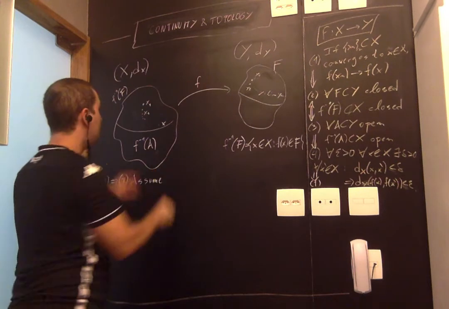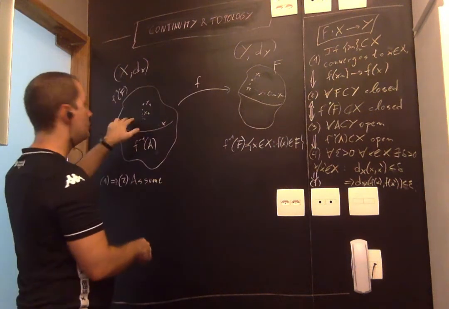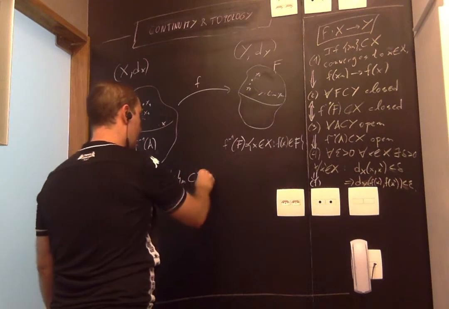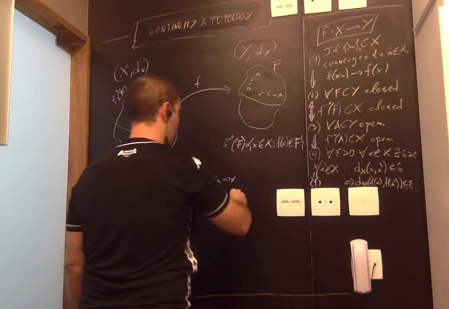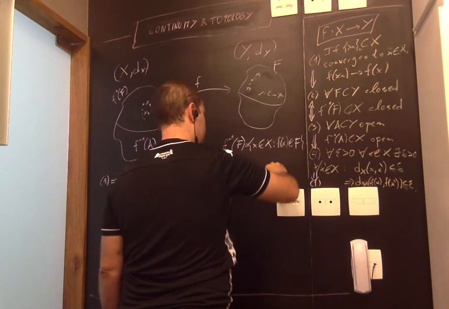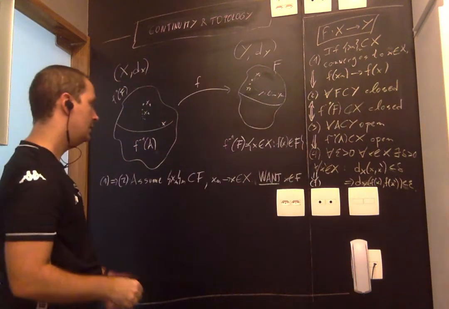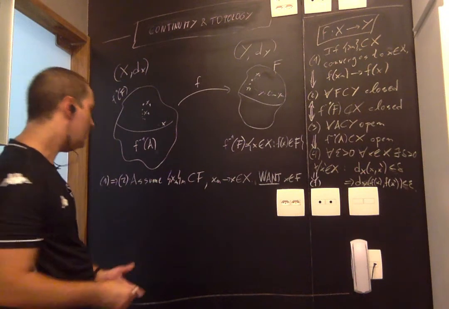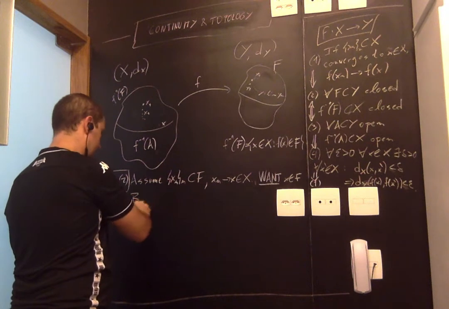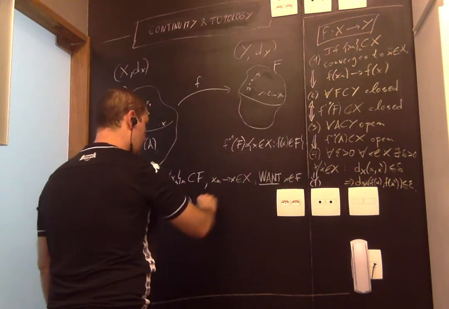Assume, right? So I want to prove that f minus 1 of F is closed if F is closed. I'm going to show that by the sequence criterion, right? So assume that x sub n is contained in f minus 1 of F, and x sub n converges to x in the space X. What we want is that x belongs to f minus 1 of F, right? We don't know, but we want that. Okay, what do we know? We are assuming 1, remember. Therefore we know that f of x sub n converges to f of x.